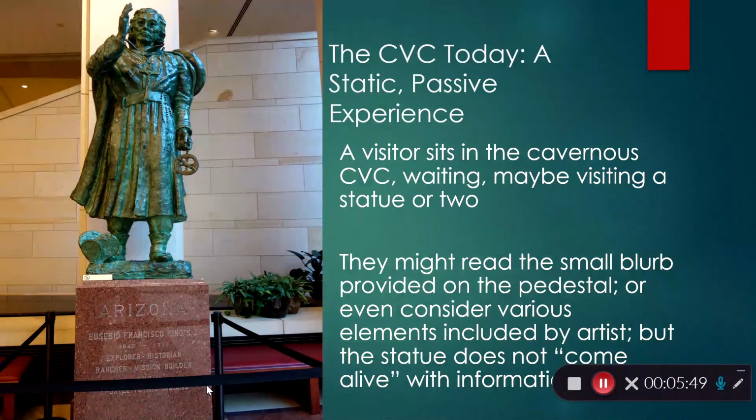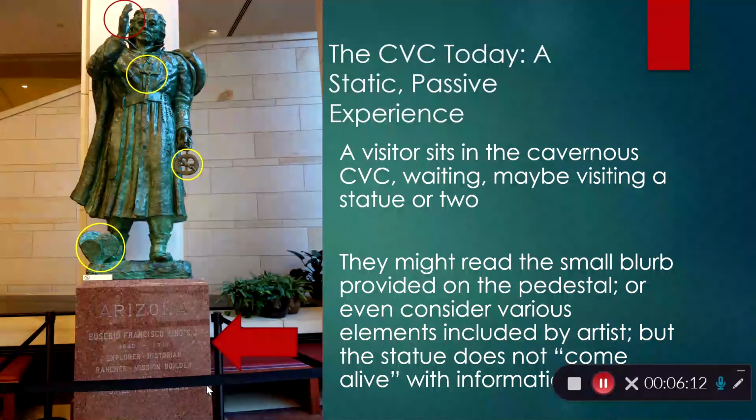So when we look at this particular statue, here again is Father Eusebio Francisco Kino, donated by Arizona. We can see that a visitor might stop by this particular statue, maybe read the blurb that's at the bottom, maybe note some of the other artifacts that the artist has included in the statue. We see the cactus, we see an astrolabe, we see a crucifix, we see the hand in blessing, but they don't really understand any of the story behind that.